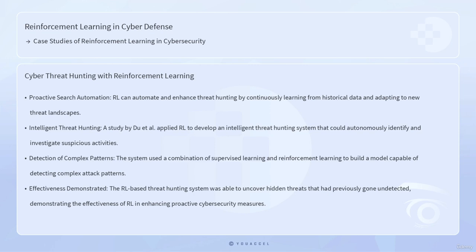Cyber threat hunting is another area where RL has shown promising results. Threat hunting involves proactively searching for signs of malicious activities within an organization's network, often requiring significant expertise and manual effort. RL can automate and enhance this process by continuously learning from historical data and adapting to new threat landscapes. For instance, a study by Du et al. applied RL to develop an intelligent threat hunting system that could autonomously identify and investigate suspicious activities.